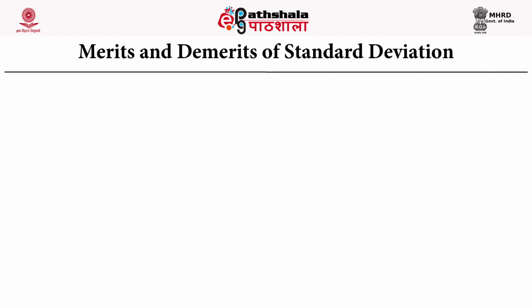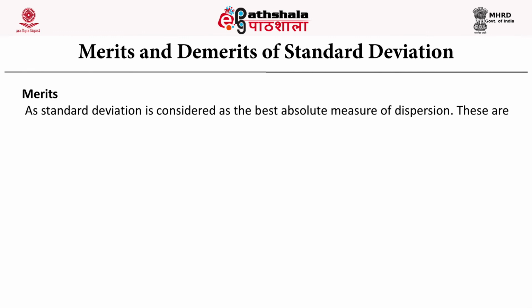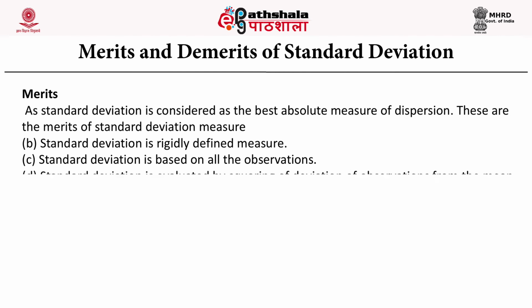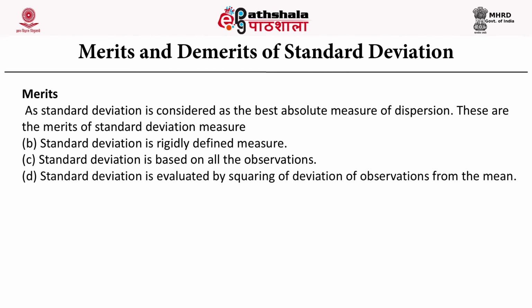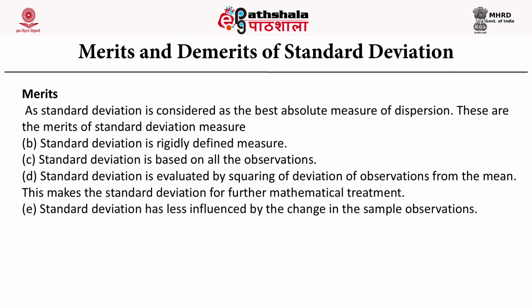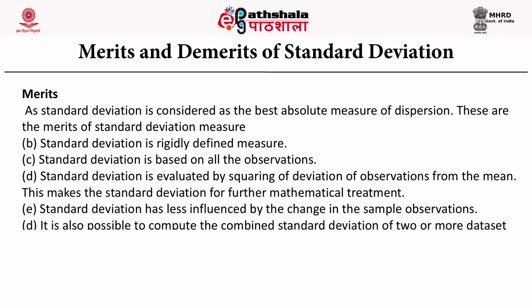There are some merits and demerits of standard deviation. As standard deviation is considered the best absolute measure of dispersion, these are its merits. Standard deviation is a rigidly defined measure. It is based on all the observations. It is evaluated by squaring the deviations of observations from the mean. This makes standard deviation suitable for further mathematical treatment.